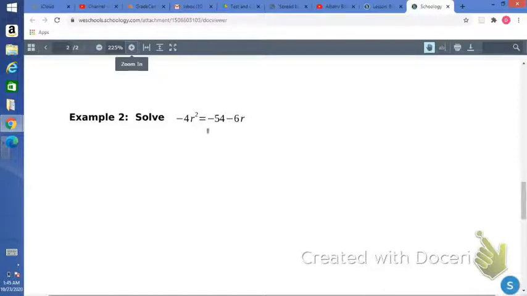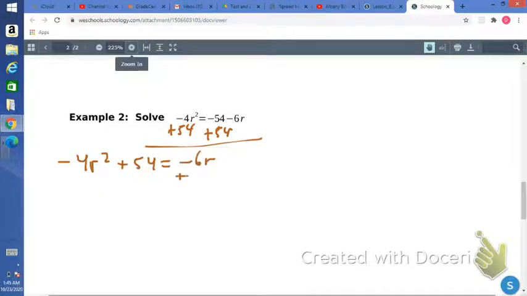So let's first start by adding 54 to both sides. So you would get negative 4r squared plus 54 equaling negative 6r. And now let's add 6r to both sides.